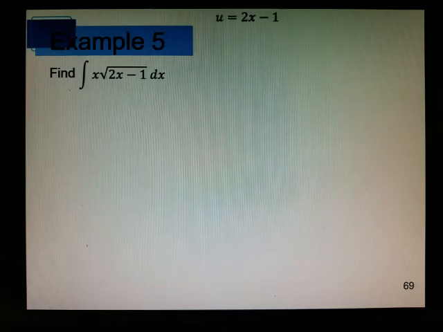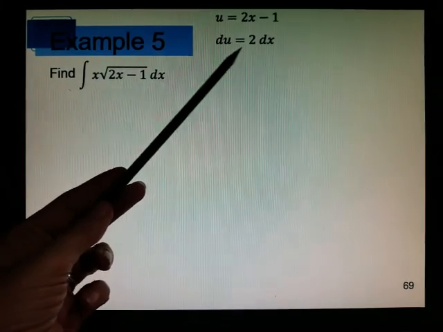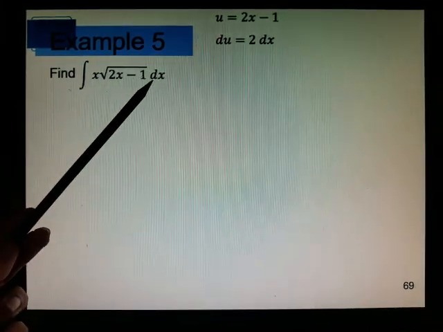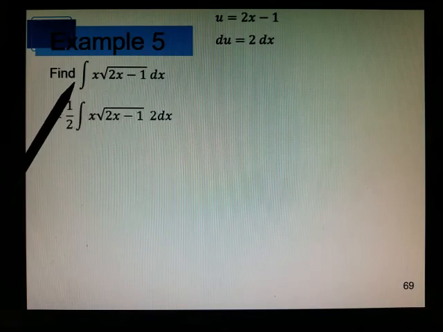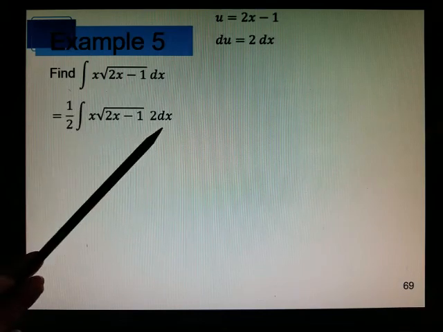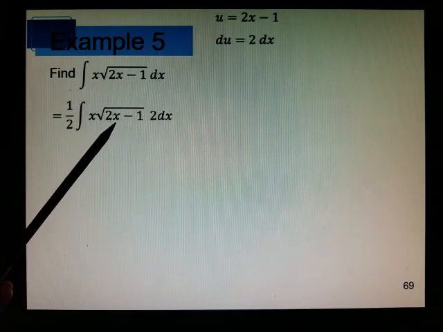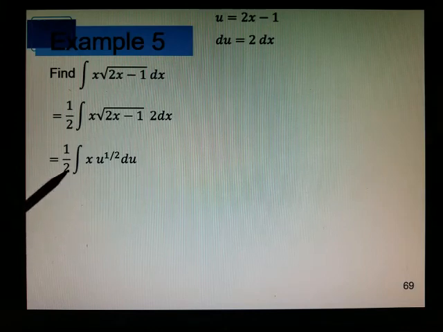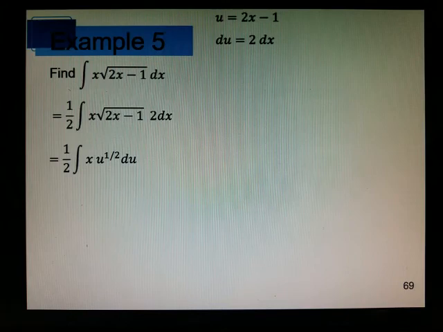The problem this time is when I take the derivative of u, it is 2 dx. So I need that to be a 2. That means I've got to multiply by a half out front. So no problem, there's the half. There's the du. This is the square root of u. I cannot integrate with all these different variables. So I've got an x still, and I have a u.